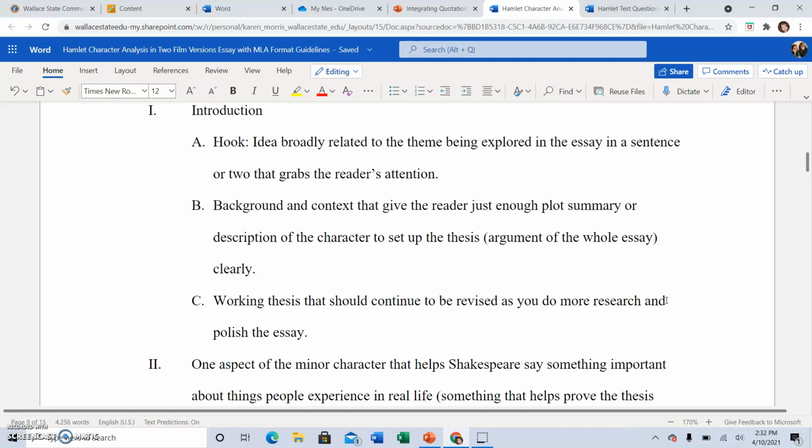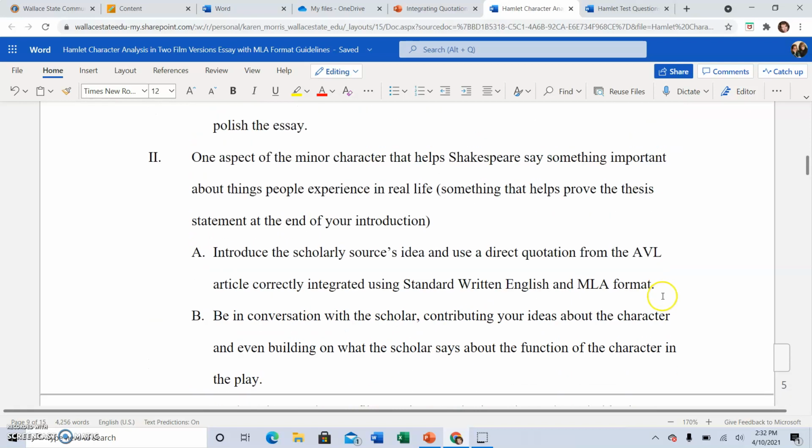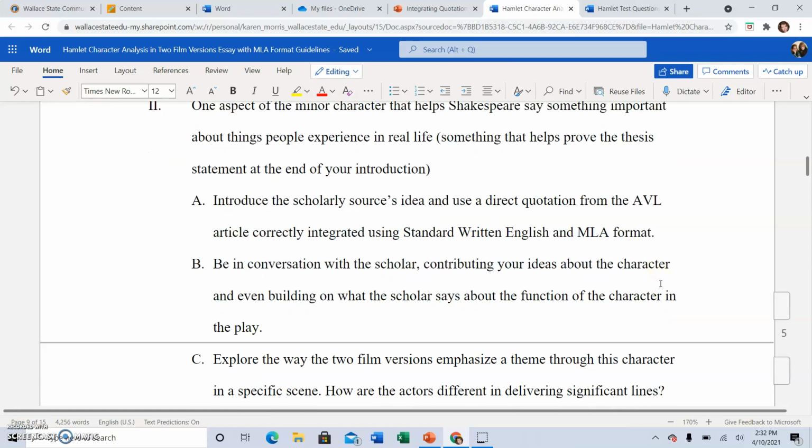So your introduction will look like just about any introduction that you have ever written for an essay. Now the body paragraphs, I would start with one aspect of the minor character that helps Shakespeare say something important about the things people experience in real life. Okay, something that helps prove the thesis statement at the end of your introduction. So the end of your introduction is where the thesis statement goes, and each body paragraph or body section should be a subpoint of that thesis statement, something that helps support the thesis.